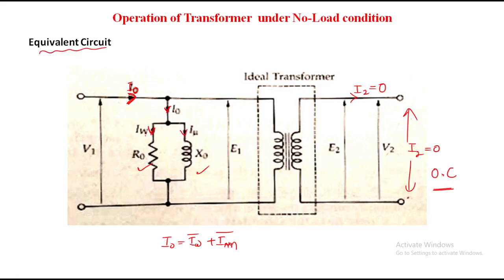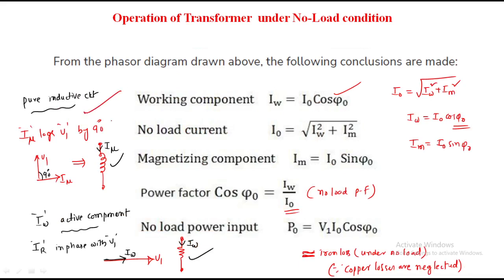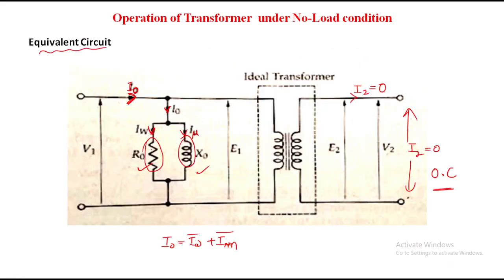Why? The wattful component of current is represented with a pure resistor, and the magnetizing component of current is represented with an inductor. Already I have given the explanation. I mu lags V1 by 90 degrees. That is the case of a pure inductor, that's why I mu is represented with a pure inductor. But the wattful component of current is in phase with supply voltage, so it should be represented with a pure resistive circuit. The summation of these two gives rise to what? I naught only. KCL satisfied.